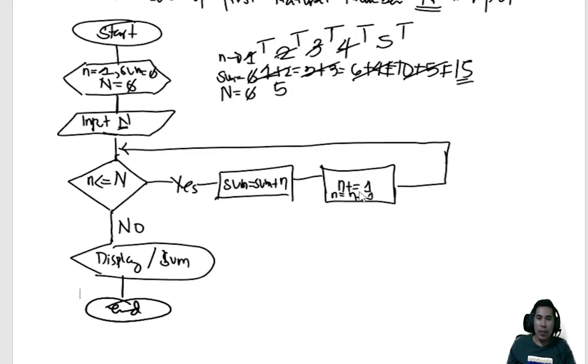So n is equal to n plus 1, it becomes 6. So 6 is less than or equal to the value of n, which is 5. It's actually false. So now, when it is false, dire na siya mag-false na no. Display dayon nimo ang sum, which is 15. So display sum, then n. Okay? Question.